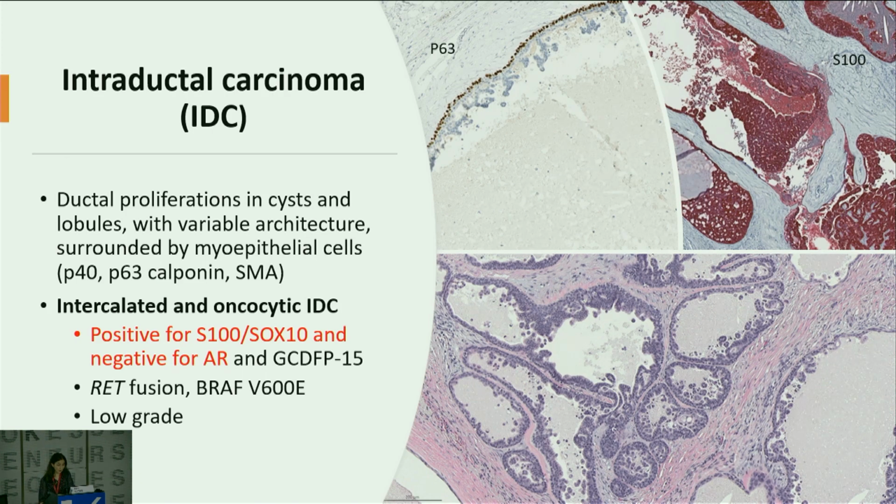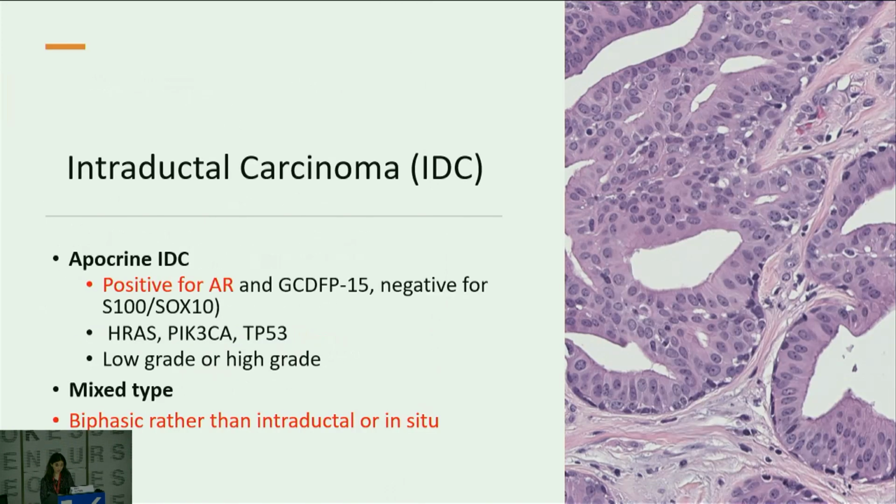But this tumor can show variable morphology. There are different subtypes of intraductal carcinoma. Intercalated duct and oncocytic intraductal carcinoma show the same immunophenotype. They're positive for S100 and SOX10, but negative for AR, and RET fusion and BRAF mutation were reported in this subtype, and typically it has low-grade cytology. Here we see the intercalated duct intraductal carcinoma. The tumor cells here are positive for S100, as we see, and they have cystic and lobular formation.